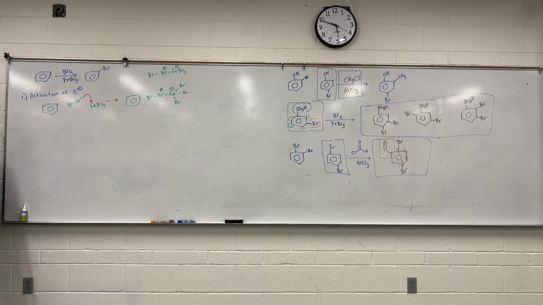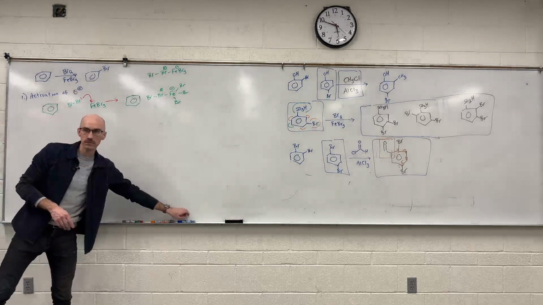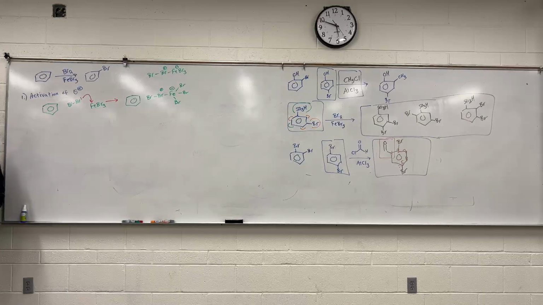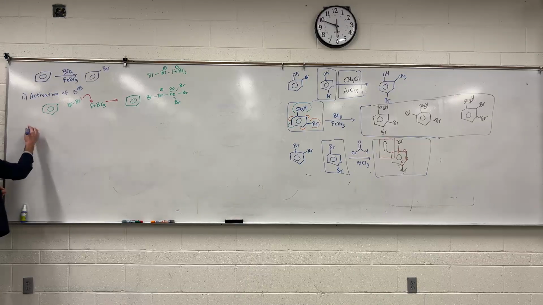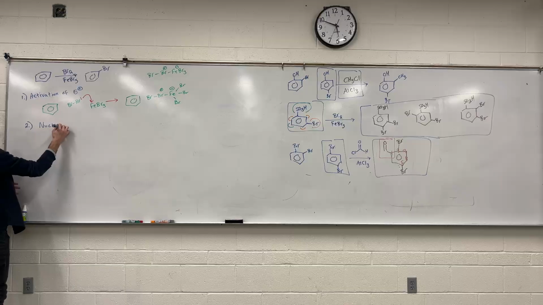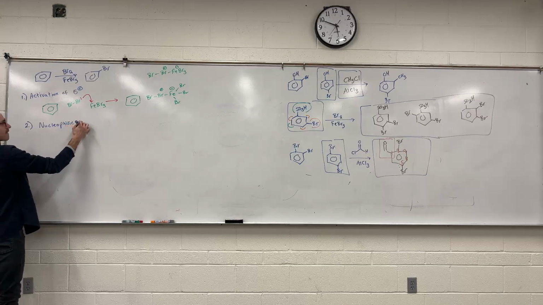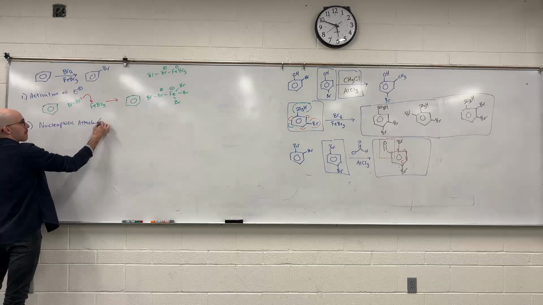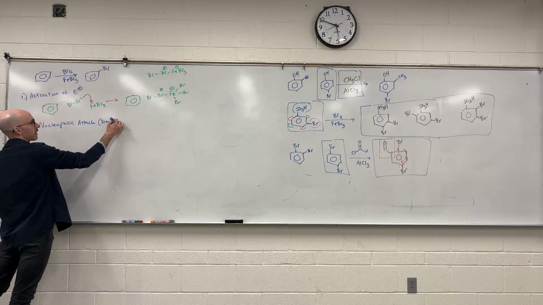And I know you're probably thinking that you have identified the electrophilic bromine because there's a positive charge. But I'm going to psych you out. Step 2, nucleophilic attack. This is where we break aromaticity.